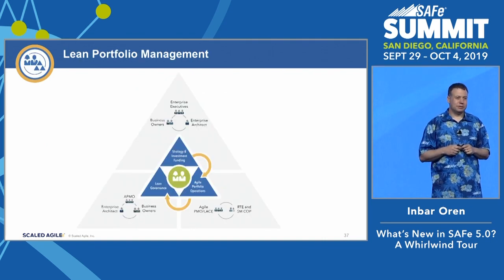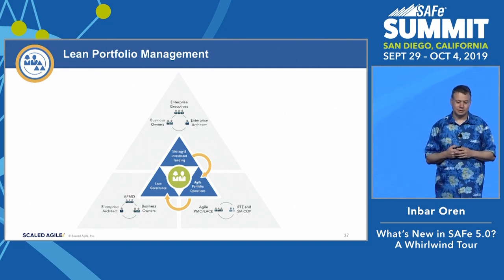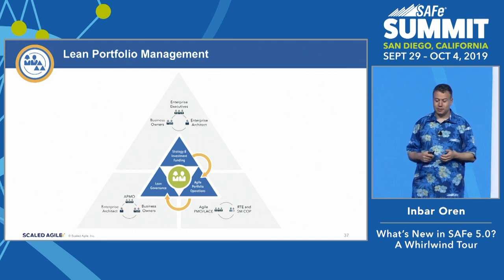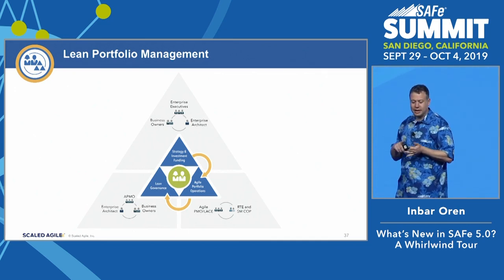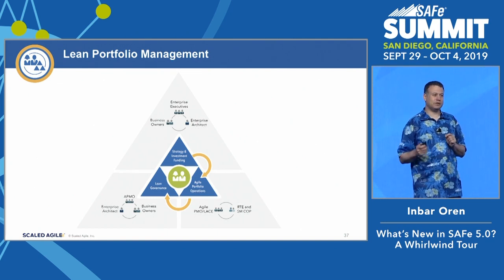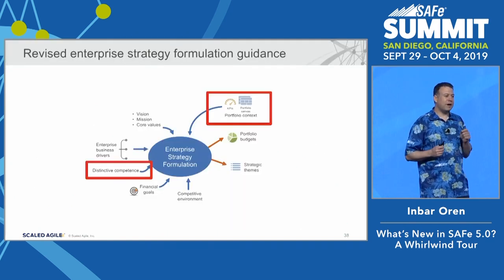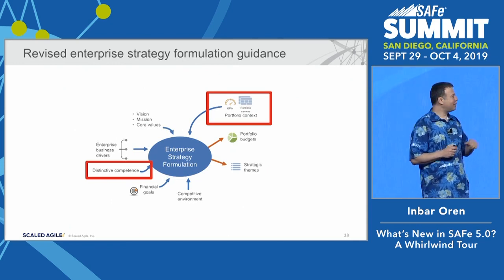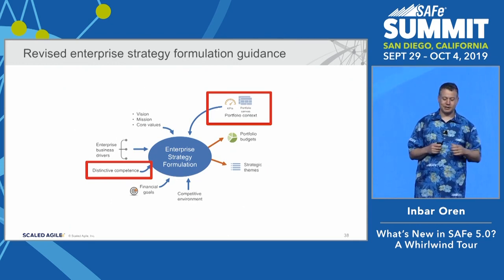Lean portfolio management. That's not new. We've always had that. Same 3 dimensions, by the way: strategy and investment funding, agile portfolio operations, lean governance. But we made some important changes for you. We've put more emphasis on what it takes to formulate enterprise strategy. Rethought this strategy bug that we've had there.